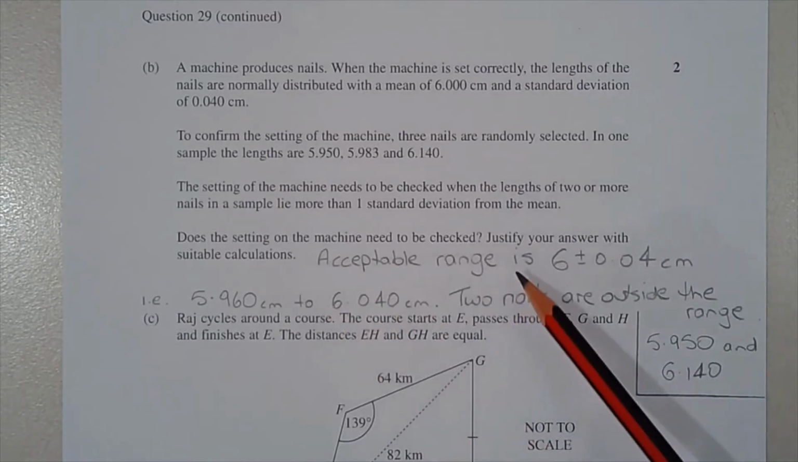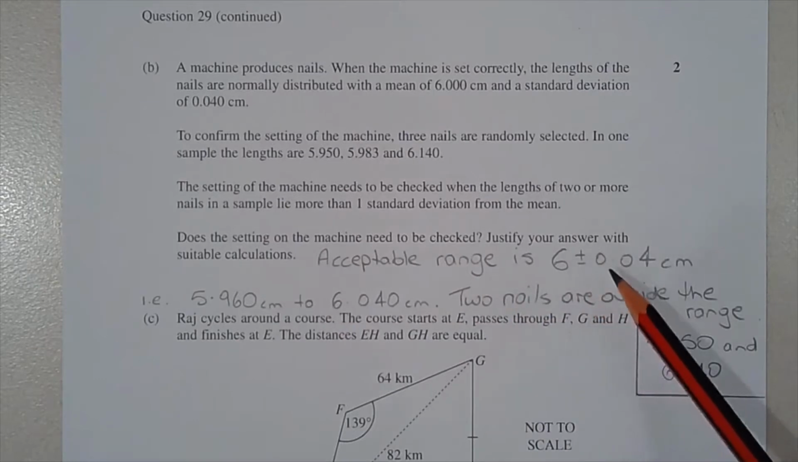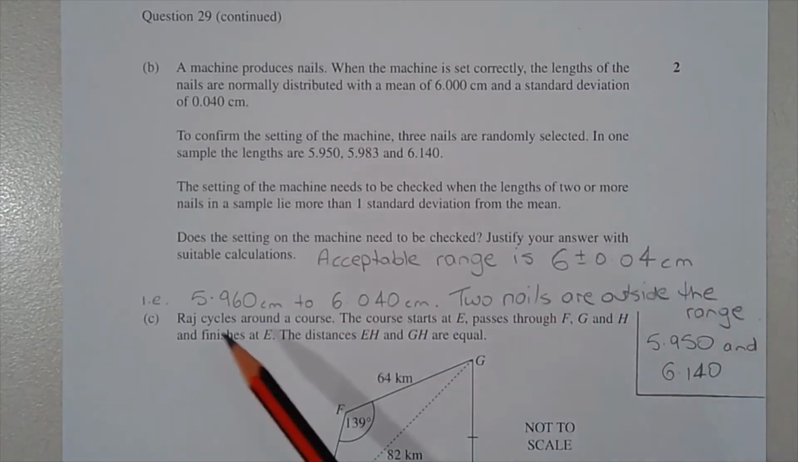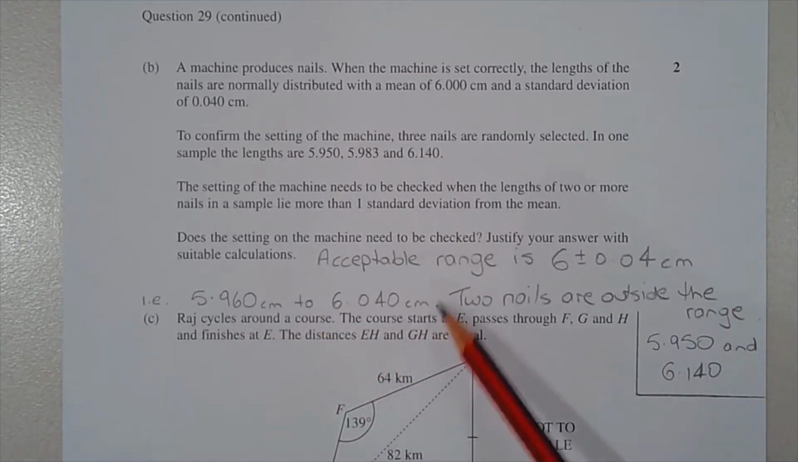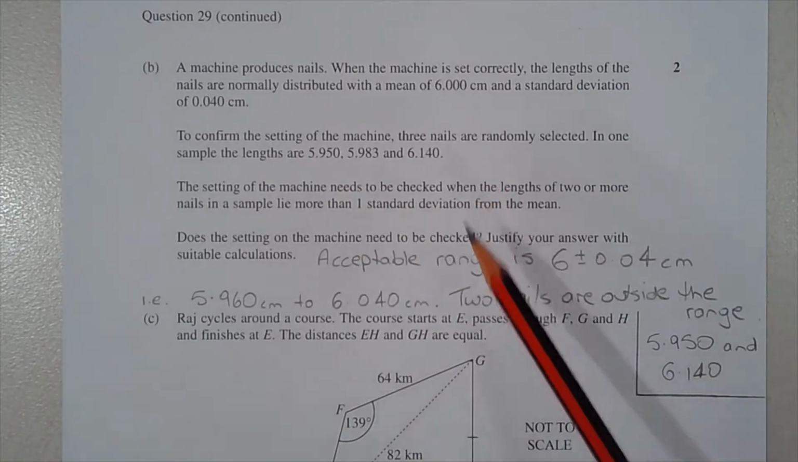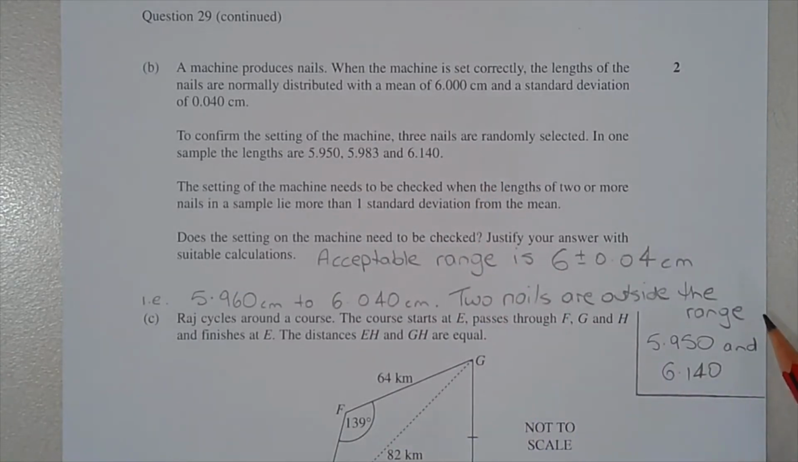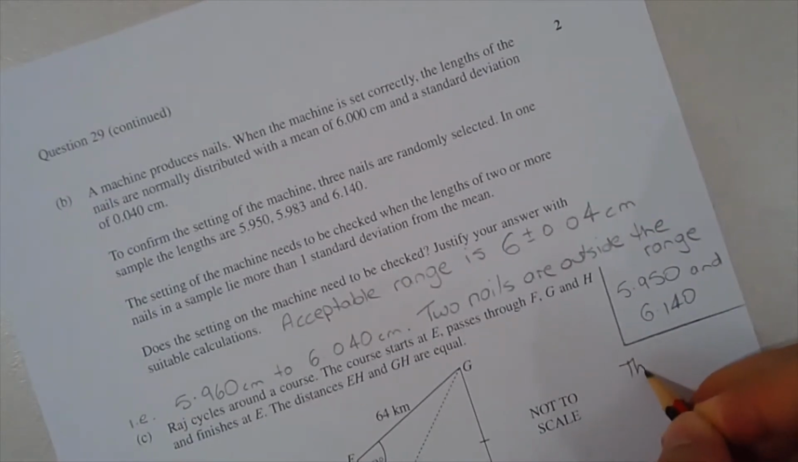Now the acceptable range is 6 centimeters plus or minus 1 standard deviation, which is 0.04 centimeters. So that gives us a range of 5.960 centimeters to 6.040 centimeters. Now from the 3 nails selected, 2 nails are outside that range, 5.950 and 6.140. So that means the machine will need to be checked.